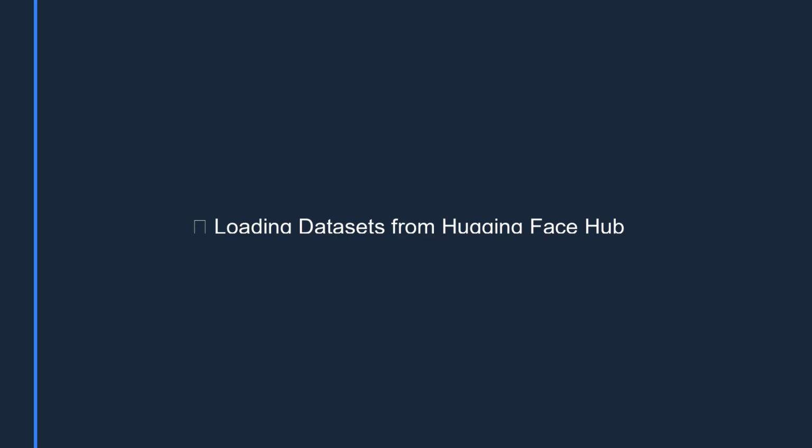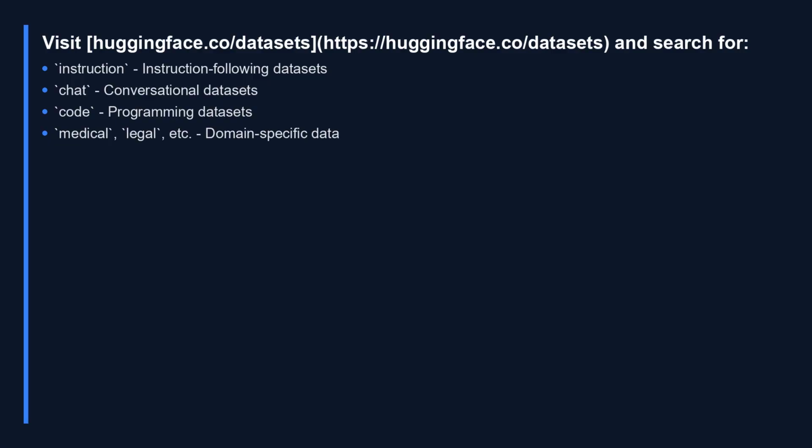Loading datasets from Hugging Face Hub. Before writing a single line of code, it's worth knowing what's available to you. Head to huggingface.co/datasets and use the search bar. The terms instruction and chat surface conversational and instruction following datasets, exactly the shape of data most fine-tuning projects need. Search code for programming datasets or use domain terms like medical or legal to find specialized corpora. There are over 100,000 public datasets waiting there.